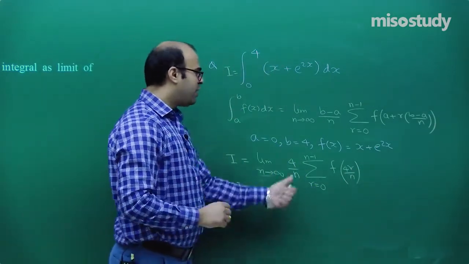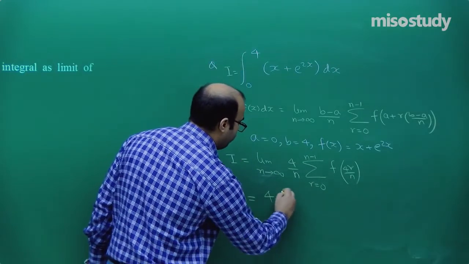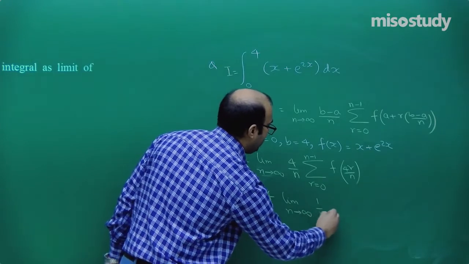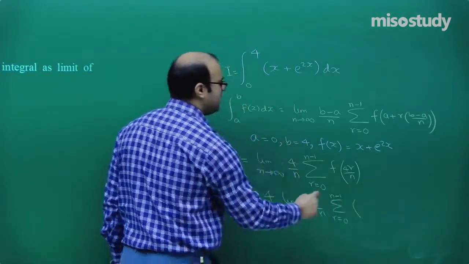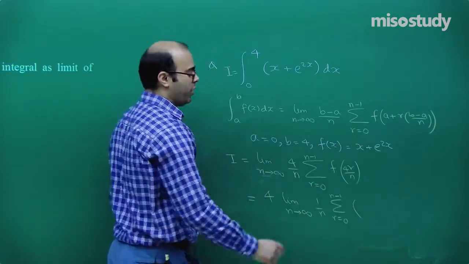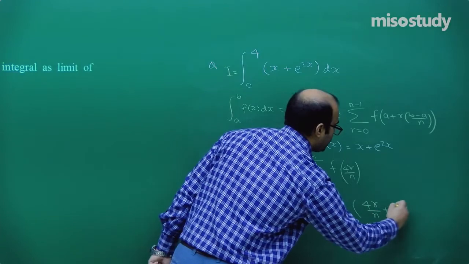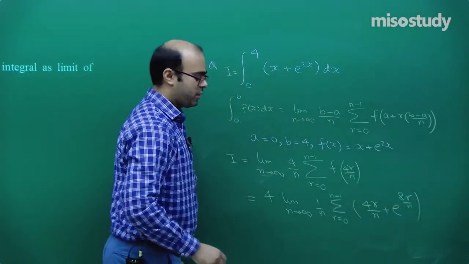Okay, students. Now what is the function? The function is given as, we can write it, 4 let us take outside, limit n tending towards infinity 1 by n, summation r equal to 0 to n minus 1. The function is given x plus e to the power 2x. So this will become 4r by n, which is x, plus e to the power 8r by n, that is e to the power 2x.